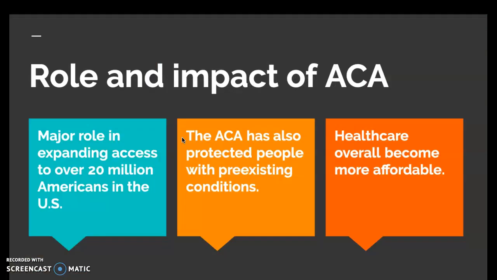Next, we move on to the role and impact of the Affordable Care Act. It has a major role in expanding access to over 20 million Americans in the U.S., according to the Center for American Progress. Next, the ACA also protects people with pre-existing conditions from discrimination, and this would include 135 million Americans that fall into this category. Also from the Center for American Progress, in 2019, 9 out of 10 people enrolled in a healthcare premium qualified for more than half of the coverage that they needed.